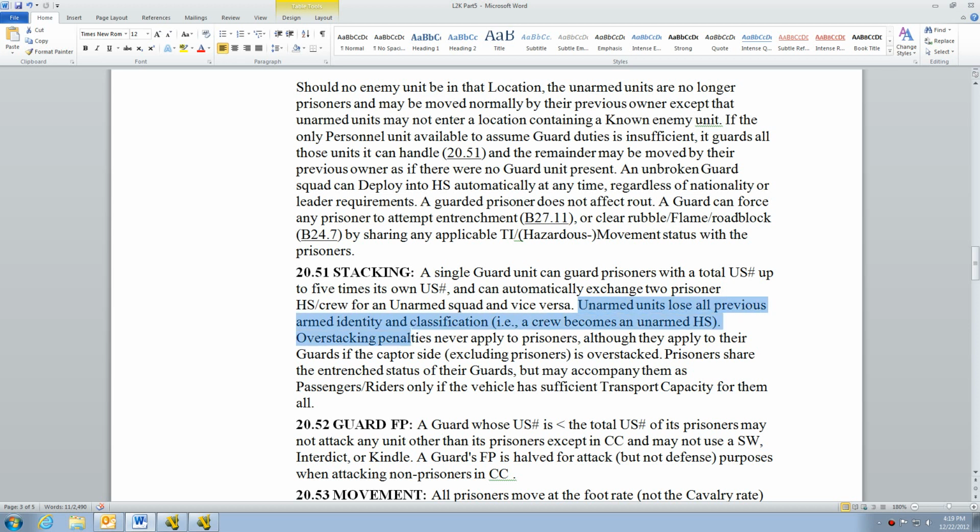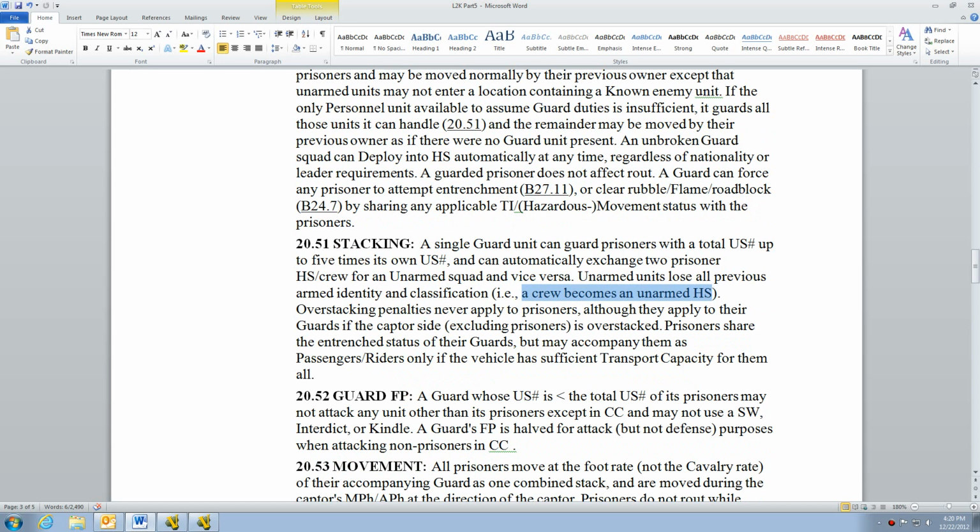Unarmed units lose all previous armed identity and classification. A crew becomes an unarmed half squad. Prisoners do share the entrenchment status of the guards, but may accompany them as passenger riders on the vehicle, only if the vehicle has sufficient transport capacity for them all. So if you've got a half squad or squad that's got some prisoners and you try to jump aboard a tank to get a ride, you have to accept everybody at the same time or not.